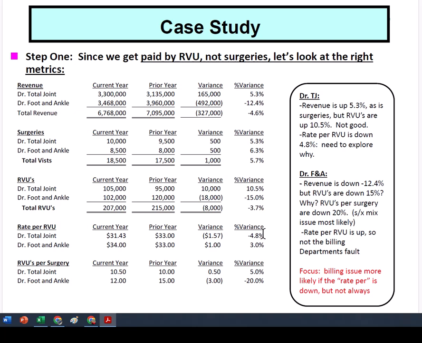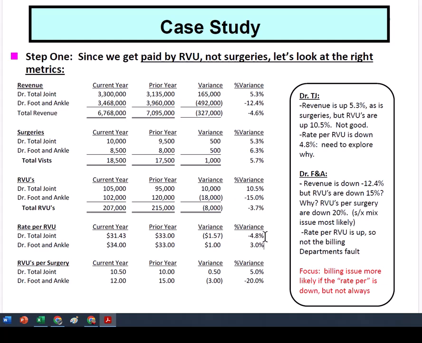So, should Dr. Total Joint be as happy? Maybe not. So, again, we looked a little deeper. Dr. Foot and Ankle, her RVUs are down 15%. Her revenue is only down 12.4%. Her actual rate per RVU is up 3%. So we just flipped everything on its head, right? Maybe Joint should be unhappy and Foot and Ankle should be happy.